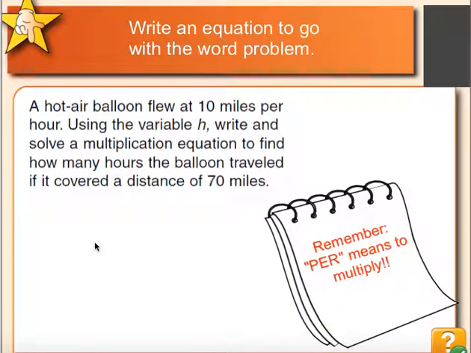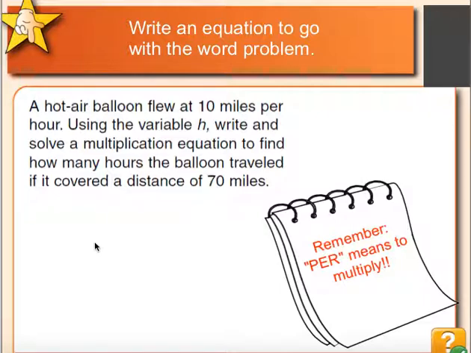Let's look at a couple word problems. A hot air balloon flew at 10 miles per hour. Using the variable h, write and solve a multiplication equation to find how many hours the balloon travels if it covered a distance of 70 miles.